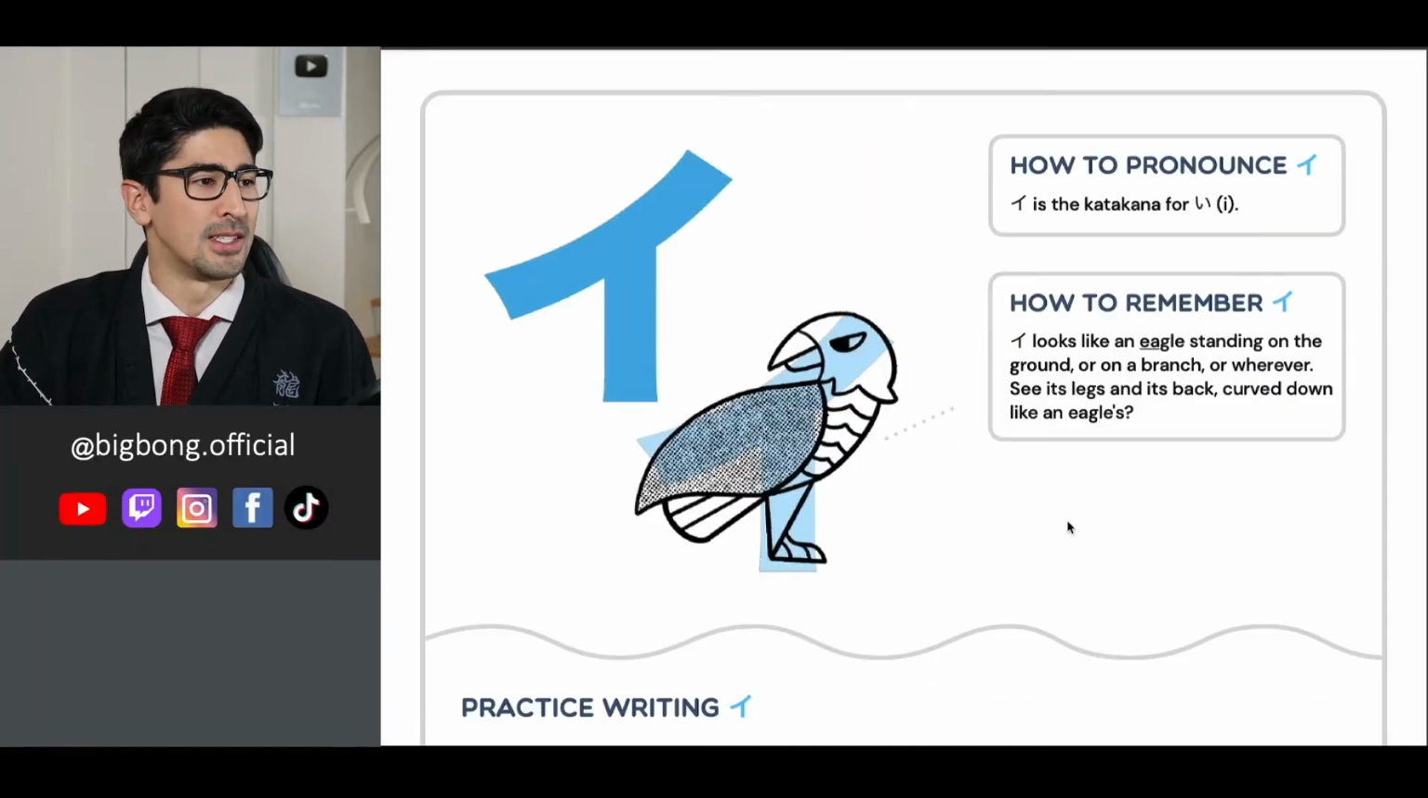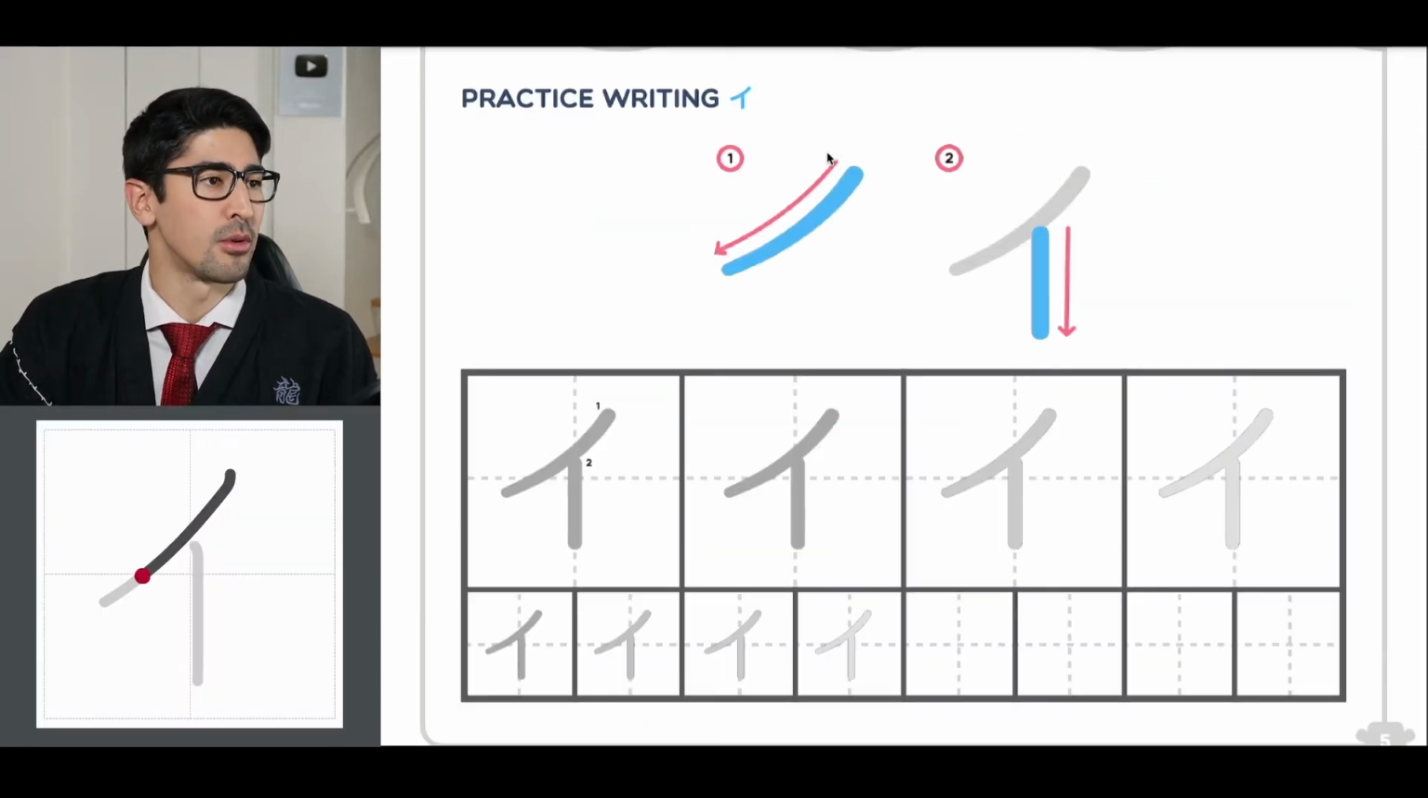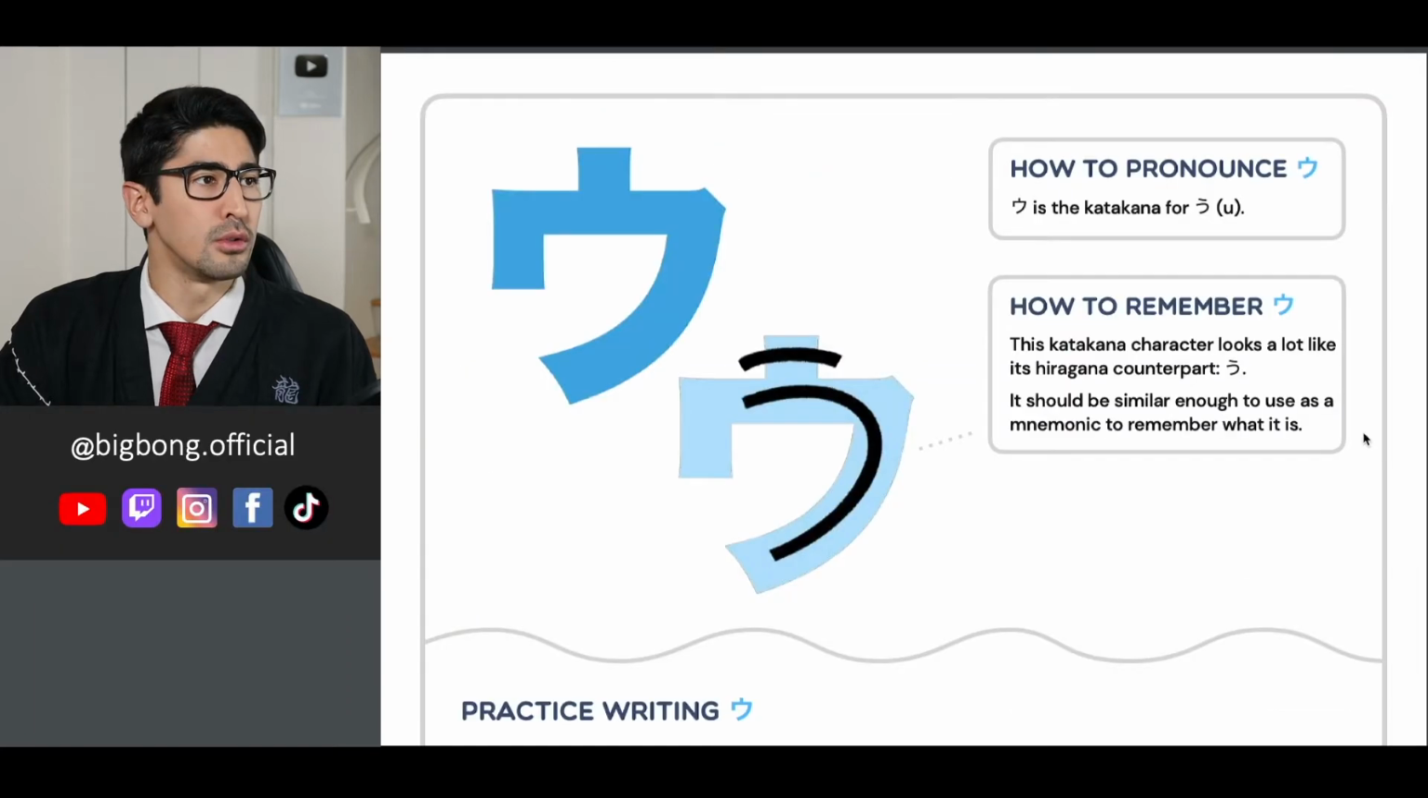1, 2. So what's the mnemonic for I? I looks like an eagle standing on the ground, or on a branch, or wherever. See its legs and its back, curved down like an eagle's. 2 strokes. 1, 2.